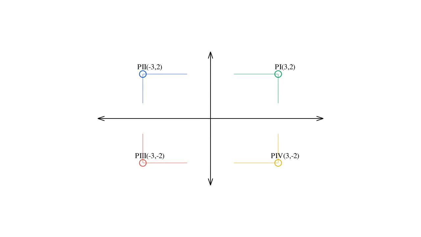This system forms 4 quadrants. The top right is called quadrant 1. Notice here that the x and y axis positions are both positive. The top left is called quadrant 2. Notice here that the x-axis position is negative, while the y-axis position is positive.